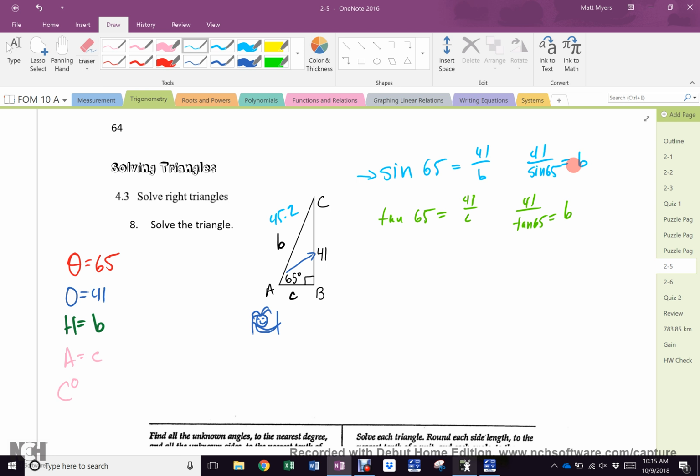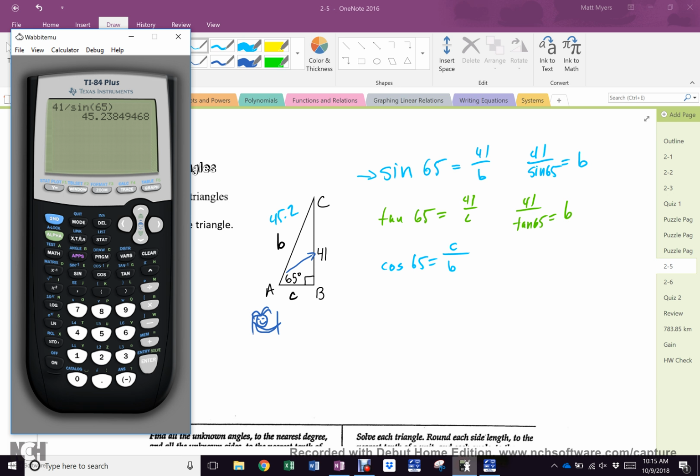Everybody agree? So cos, and I'll keep using blue, cosine of 65 equals adjacent over hypotenuse, right? Which is little c over this answer, yes? So if I write b there, I already have b, don't I? It's this. And isn't it sitting right on my calculator?